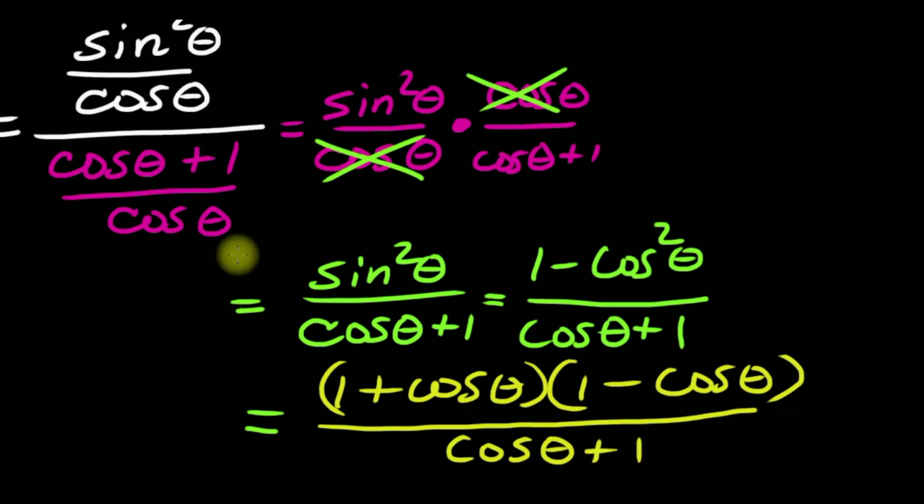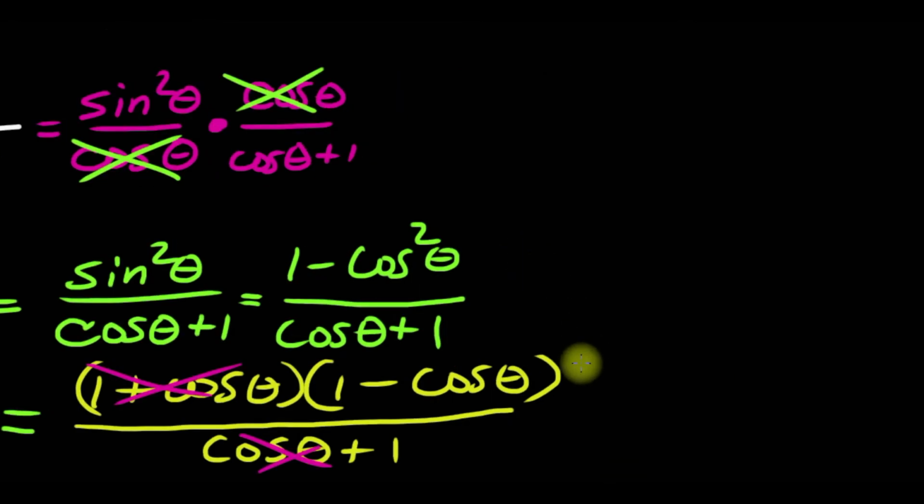Then you can cancel the cosine plus 1. You can cancel those two, and you're left with just 1 minus cosine. So the final answer here is going to be 1 minus cosine.